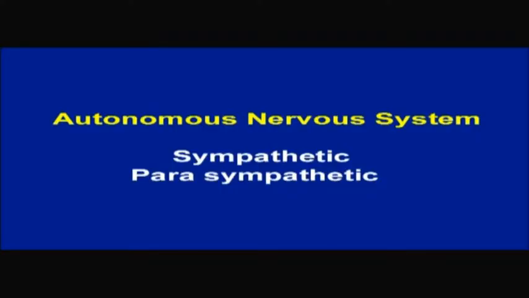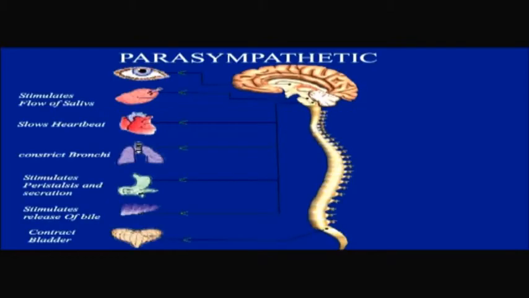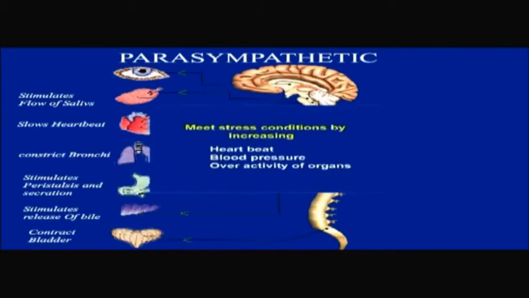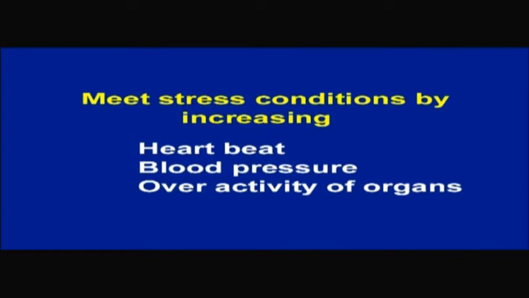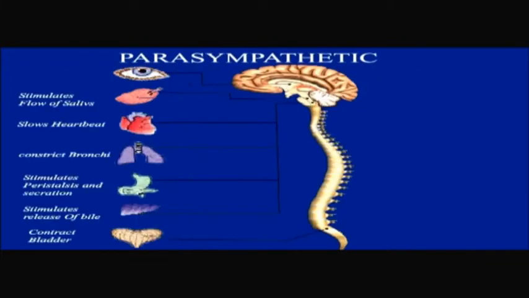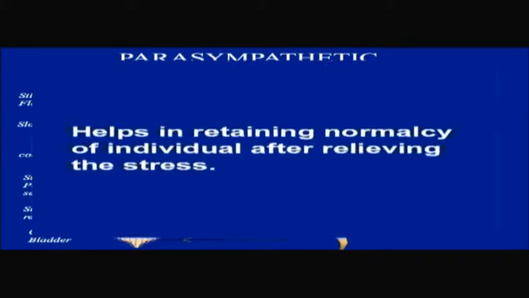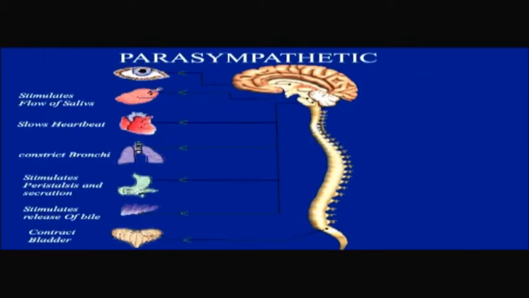The autonomous nervous system has the sympathetic and parasympathetic nervous systems. The sympathetic nervous system helps an individual to meet stress conditions by increasing the heartbeat, blood pressure, and overactivity of organs. The parasympathetic nervous system helps in retaining normalcy of individuals after relieving the stress.